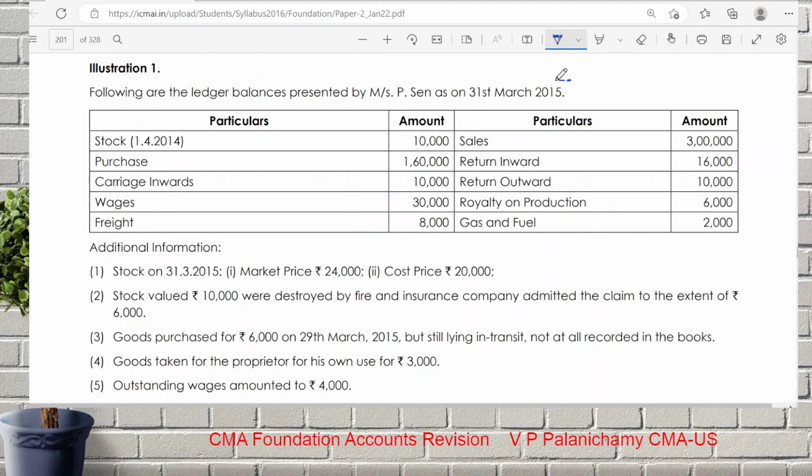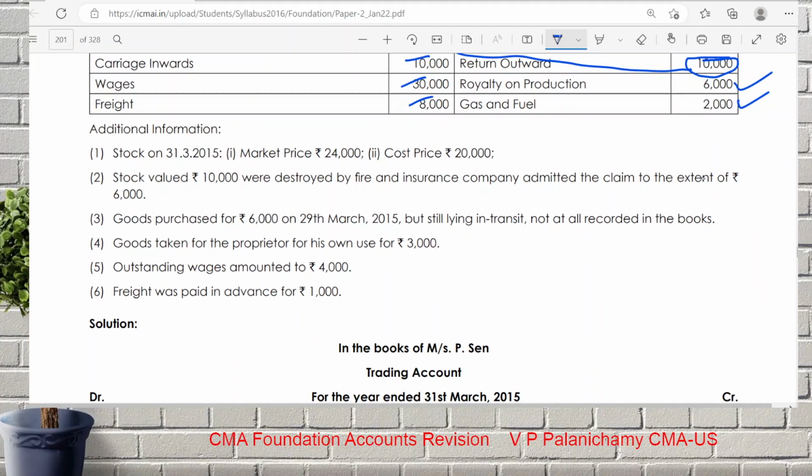Illustration 1 of your material. We are given for 31st March 2015. Opening stock, debit side. Purchases, debit side. Carriage inwards, debit side. Wages, debit side. Freight, debit side. Sales, credit side. Returns inward will be reduced from sales. Returns outward will be reduced from purchases. Then royalty on production and gas and fuel will come in the debit side.